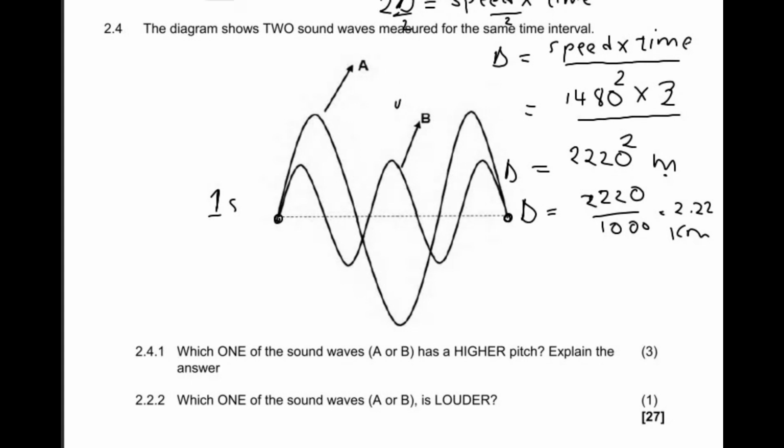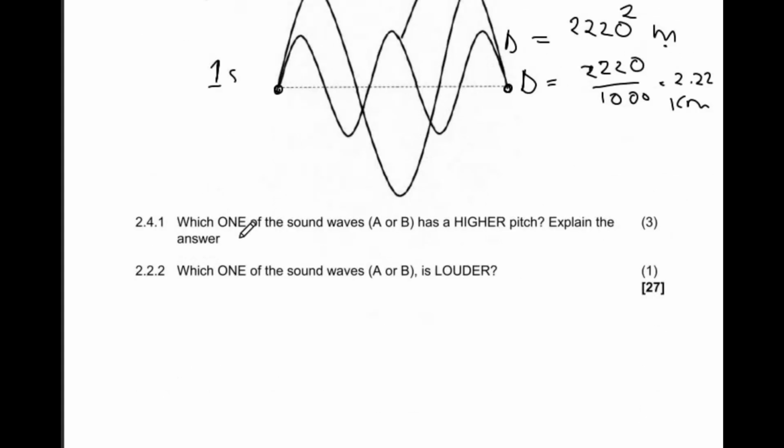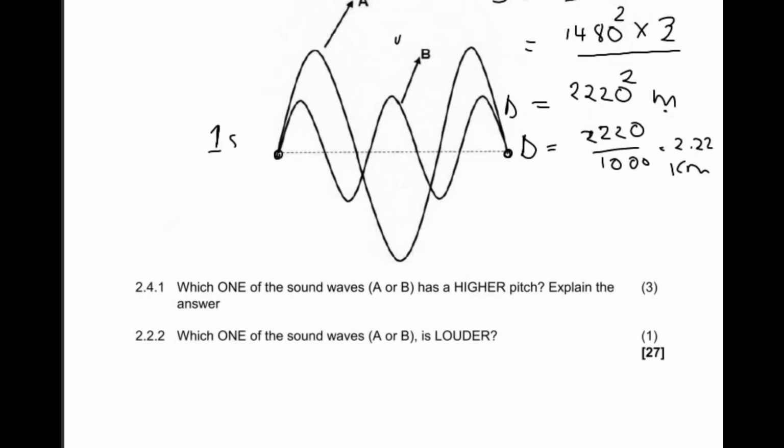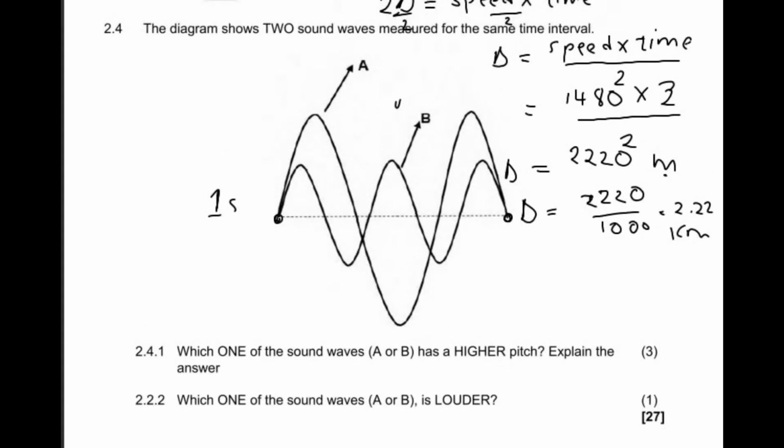And now question 2.4.1 is saying which one... trying to see if I can erase without having to click there. I think I can, I've just forgotten how to. So which one of the sound waves A and B has a higher pitch, and explain your answer. So is it A or B?